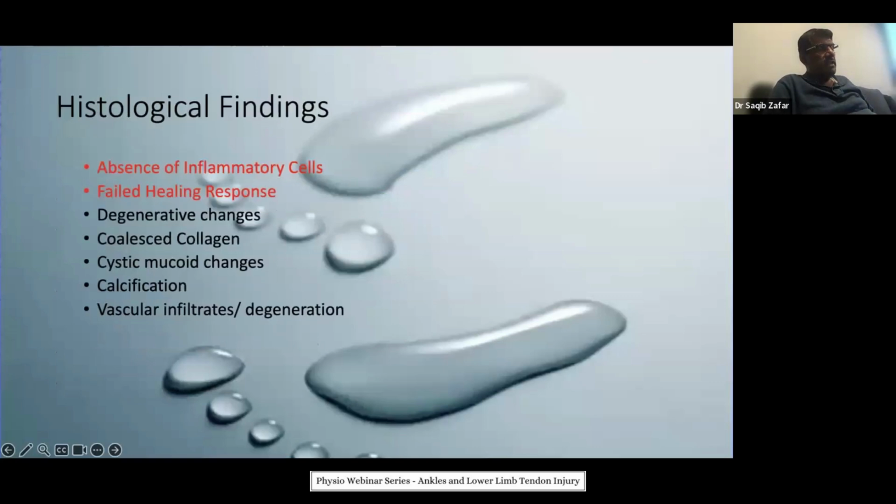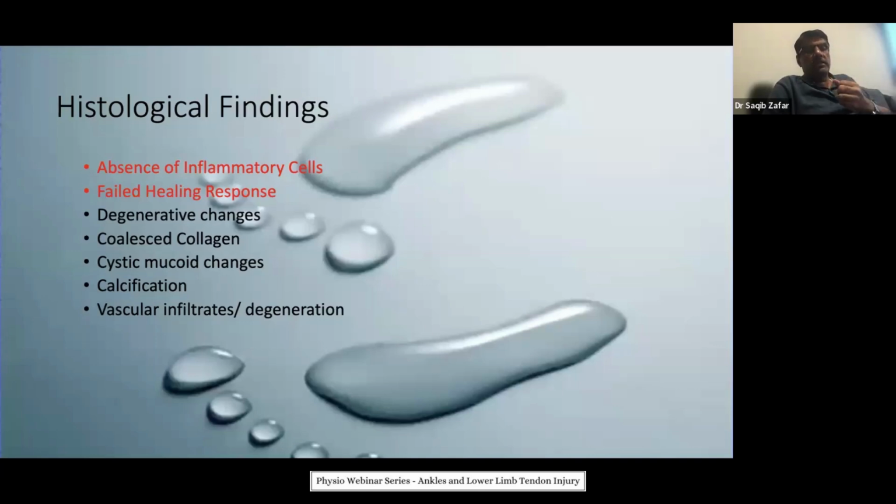Now, one interesting thing is that when we did the histological examination of these tendons, which are painful and have ongoing symptoms, or we've taken some samples during surgery, it is not an inflammatory mediated process. That was one astonishing finding. Although it is painful, there were no acute inflammatory cells in the histological samples. Rather, the changes were consistent with what we call a failed healing response.